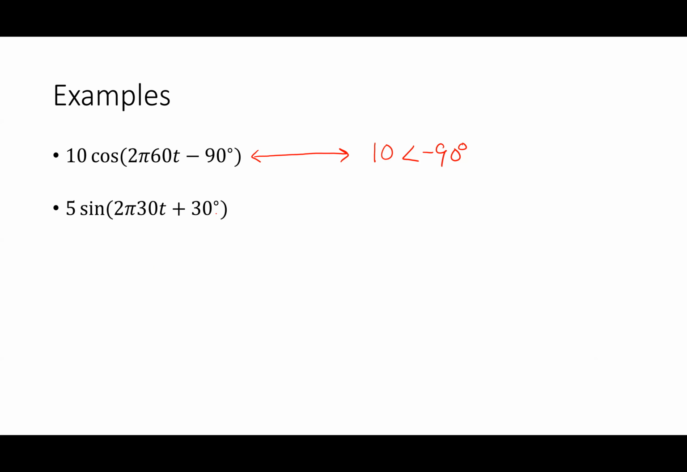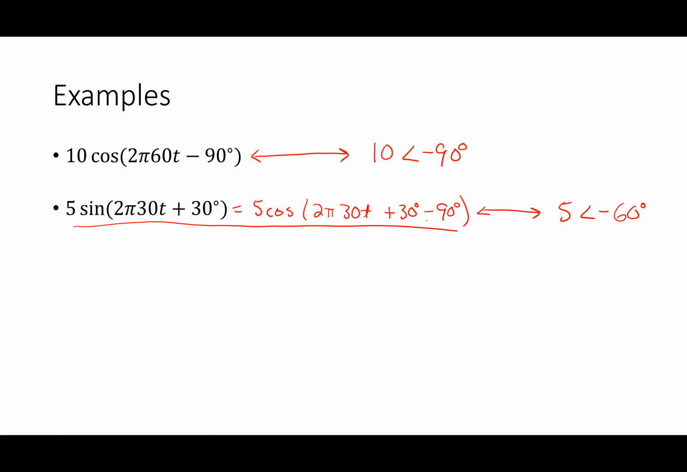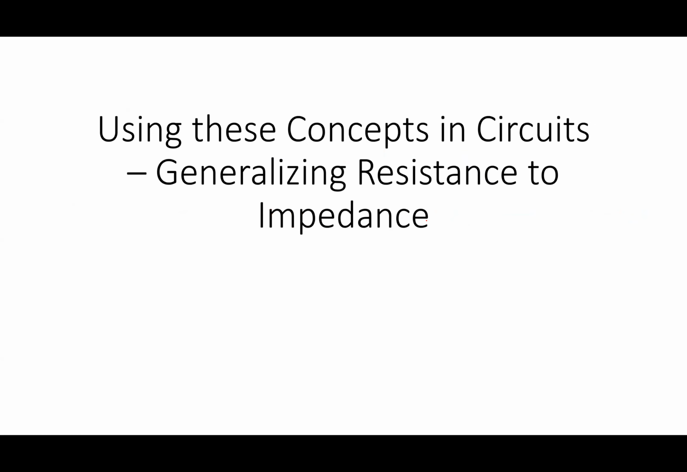No. What do I got to do? I got to turn this into cosine. It's 5 cosine 2 pi 30t plus 30 degrees. And again, I got to bring in the minus 90 to make that shift happen. So this would be what? 5 angle negative 60. Yeah. Okay. Basically what it's saying is these two waveforms are the exact same waveforms, and we're just using a trig identity to write them the same. Okay. So that's going to be important.